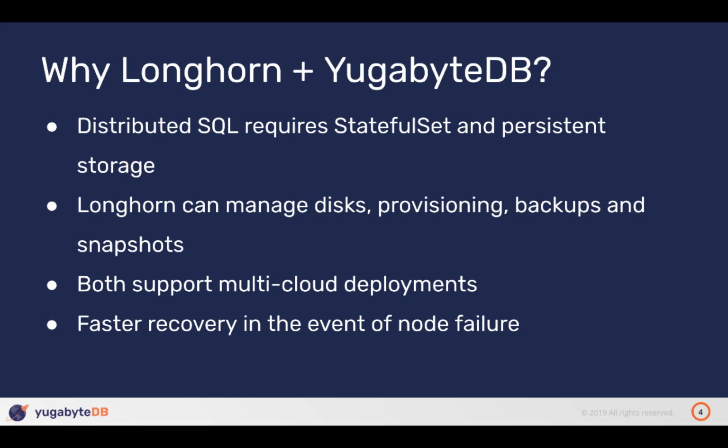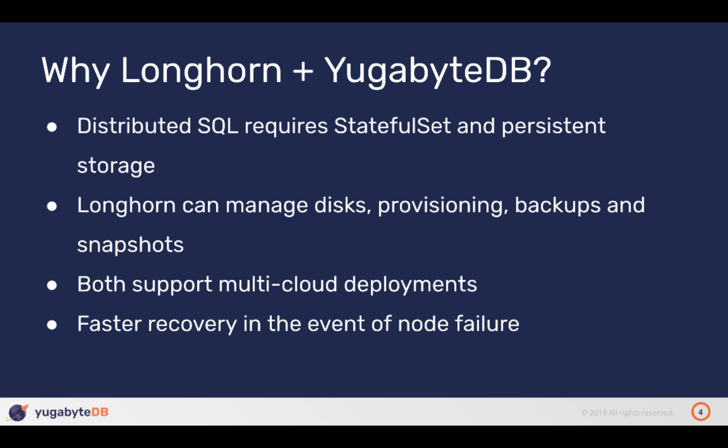And finally, in the event that you lose a node inside of a YugabyteDB cluster, instead of having to copy data from a remote node, say for example your nodes are spread out geographically, with Longhorn you're going to be able to have a faster recovery or rehydration of those new nodes because you're going to be copying data locally as opposed to sending it over the wire to a different geography. So the combination of Longhorn and Yugabyte is going to give you much faster recovery in the event of a node failure.